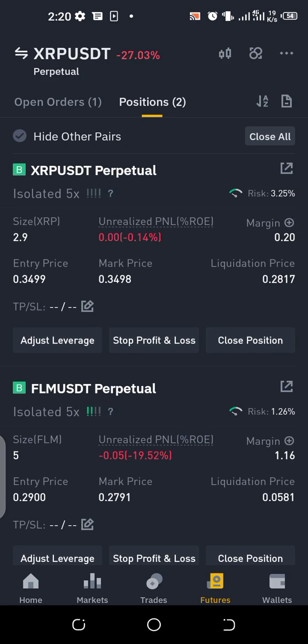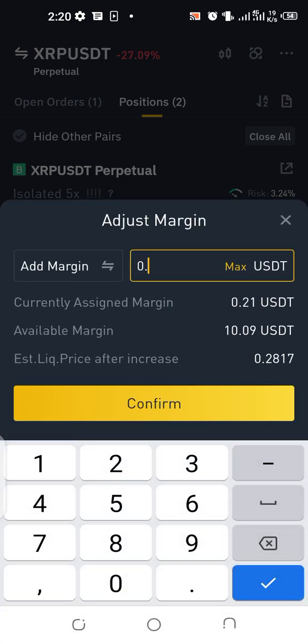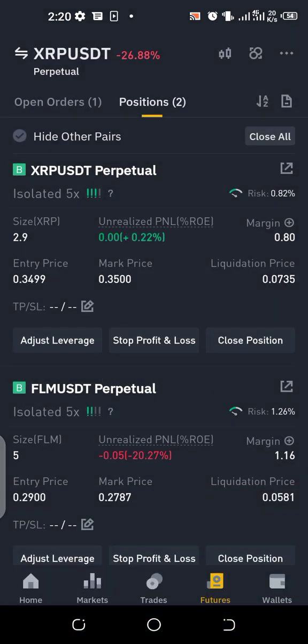I'm going to add margin. Instead of 0.2, I'm going to make it up to 0.8. I'll add 0.6, the remaining 0.6 that I didn't add previously. Okay, now the liquidation price has dropped to 0.0735 as compared to 0.3499, which is my entry price.